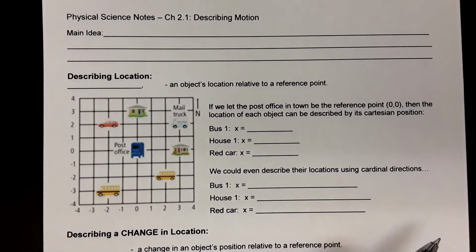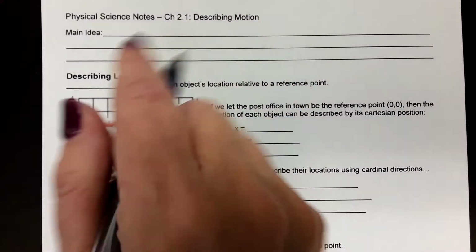Good morning, everybody. Okay, so we're starting a new semester and a new chapter. We're going into my personal favorite part of physical science. We're going into the physics part. And we're starting chapter 2, which is about motion. And section 1 is describing motion.